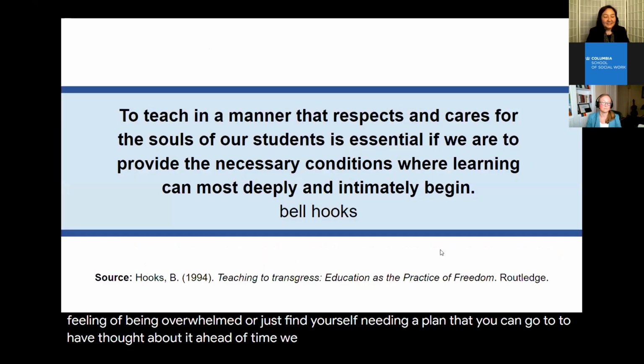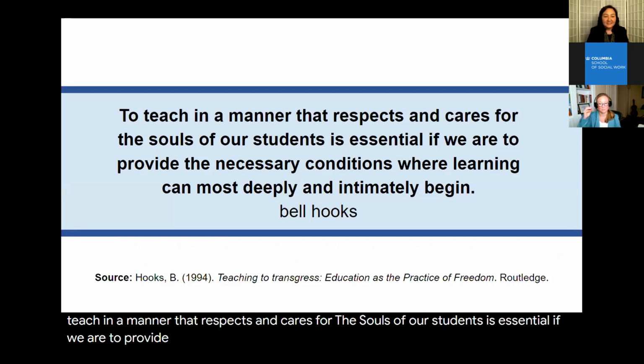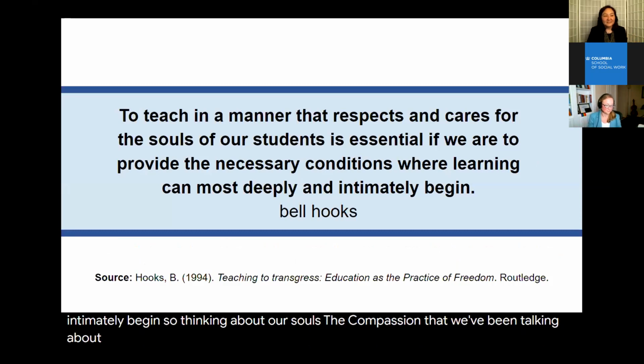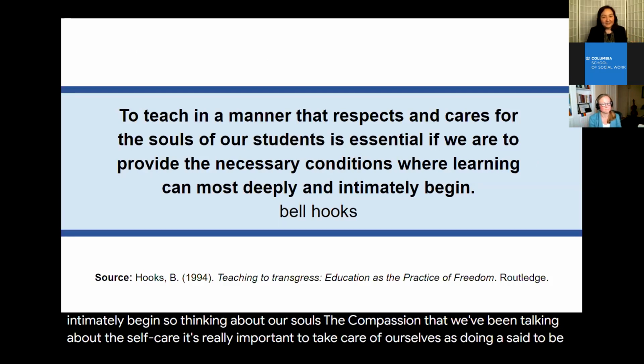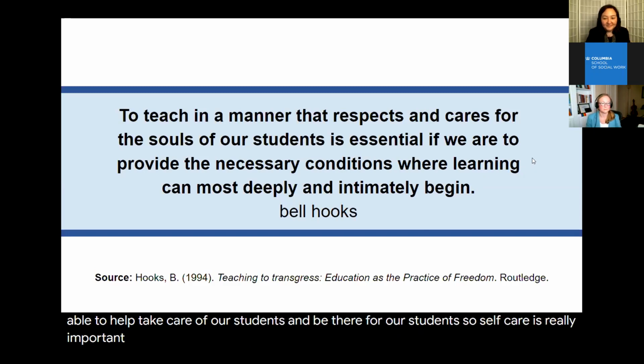And we really like this quote from bell hooks. "To teach in a manner that respects and cares for the souls of our students is essential if we are to provide the necessary conditions where learning can most deeply and intimately begin." So thinking about our souls, the compassion that we've been talking about, the self-care, it's really important to take care of ourselves, as Johanna said, to be able to help take care of our students and be there for our students. So self-care is really important.